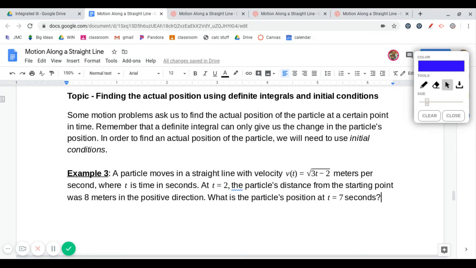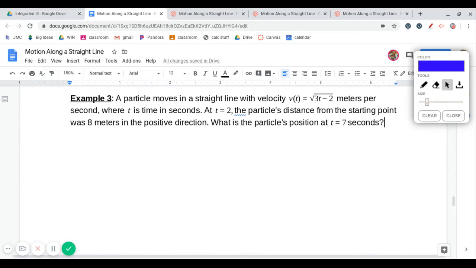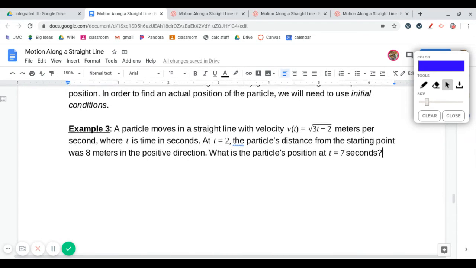In order to find that, we need an initial condition so that we can actually find the particle's position function. So, what I mean by initial condition is we need to know at a certain time, where is the particle.